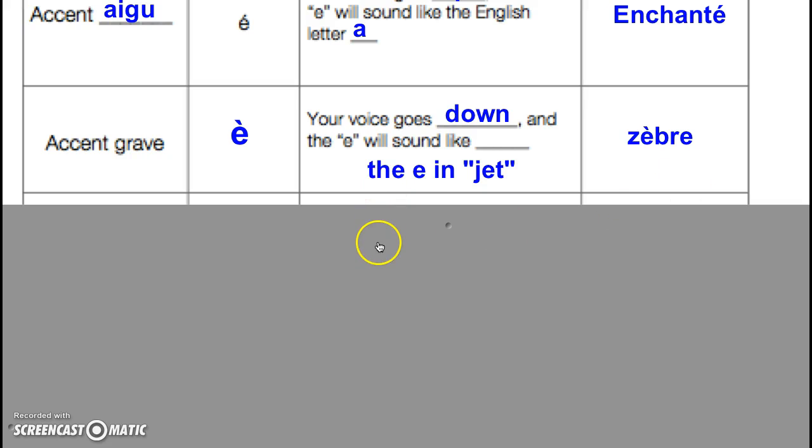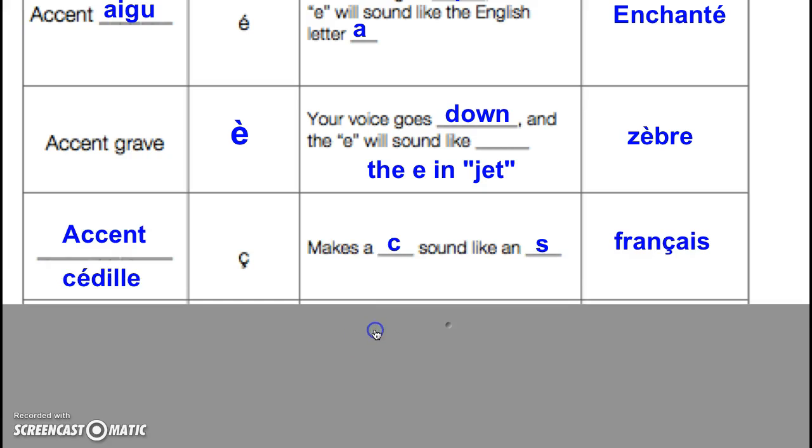Our next accent is called the accent cédille, and it is the little curly Q that goes underneath the C, and the reason for that is that it's going to make a C sound like an S. So the best example, the one that you've probably seen multiple times, especially at the top of this page, is the word français, right? That means French.